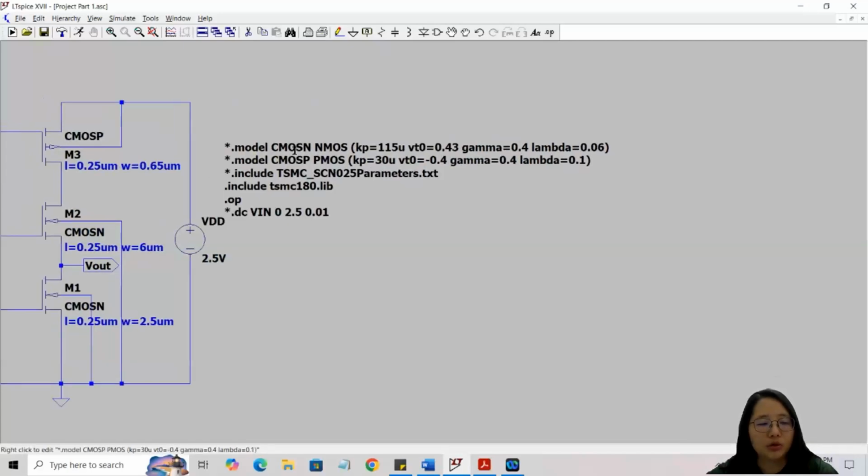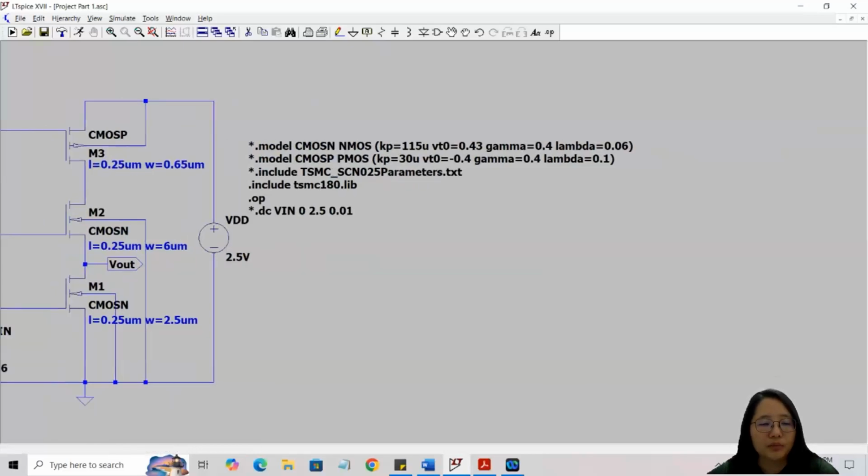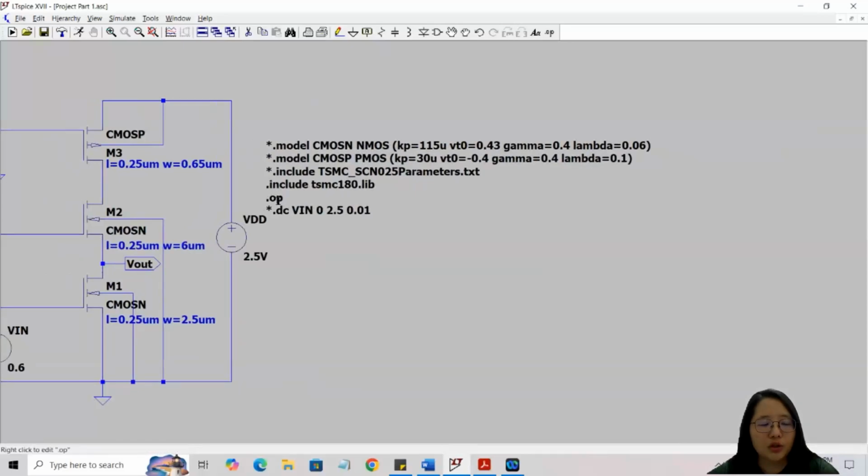The model CMOS N and the model CMOS P are used for SPICE level 1. And .include is used to input the TSMC SCM025 file and TSMC 180 file. And .op is used to find the operating region.